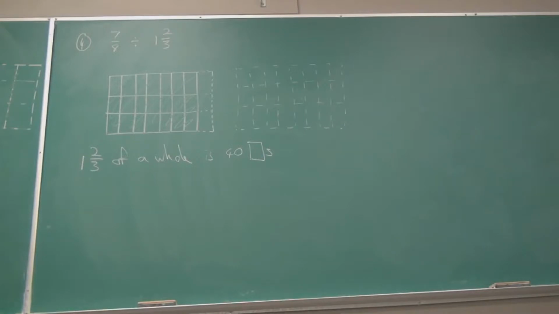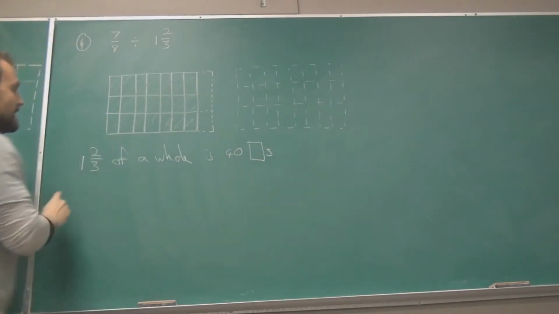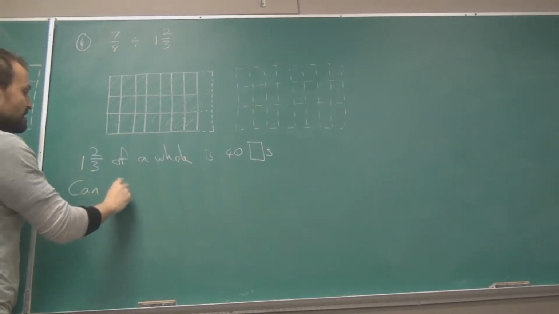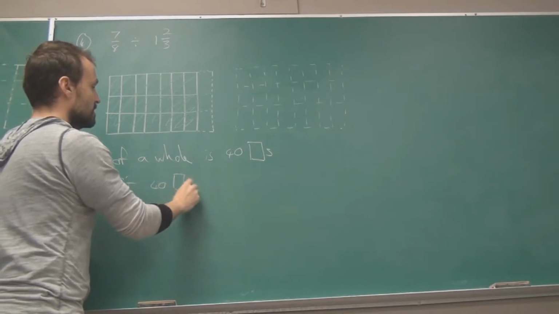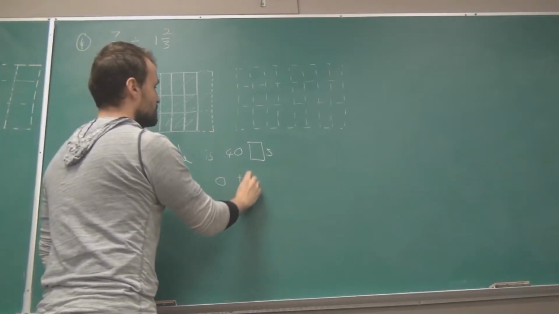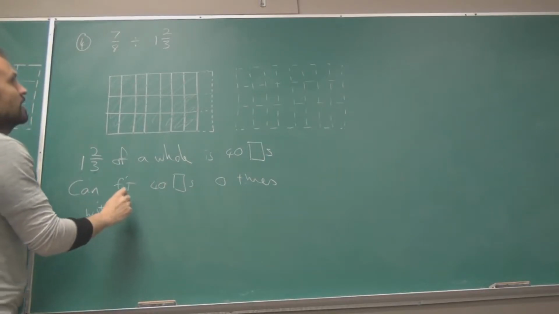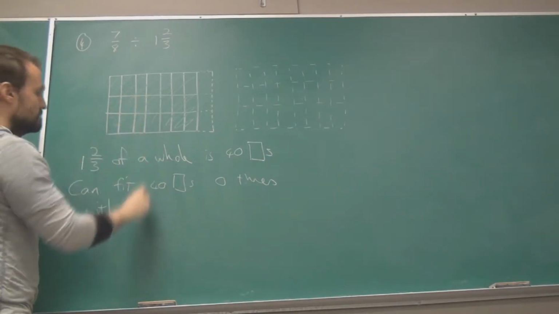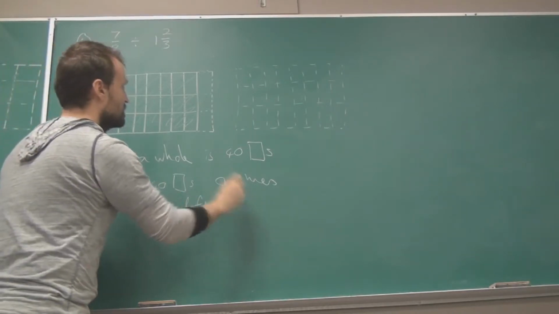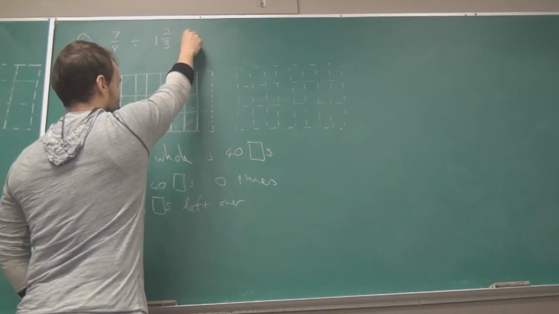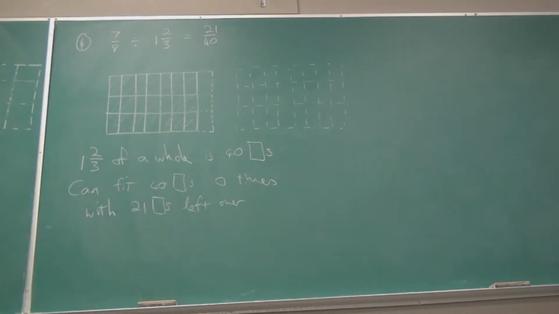So the question is still, how many times can I fit in a group of 40 into what I have? Obviously 0 times. We can fit in 40 0 times. I don't have nearly enough. With, how many is this? 21? 21 squares left over. And therefore my answer is 21 40ths.